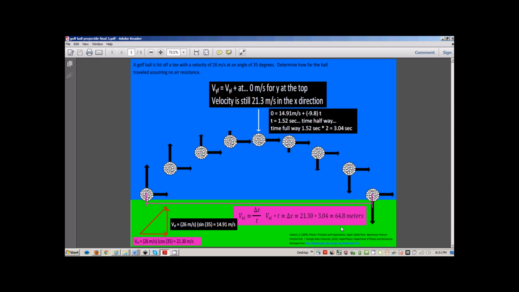And so again, the big idea with this is the fact that as this ball goes, the velocity in the y changes, comes to 0 at the top, and then increases more and more as it goes. And then it's equal and opposite velocity in the y at the end, and the x velocity stays the same the whole time, assuming we're neglecting air resistance.